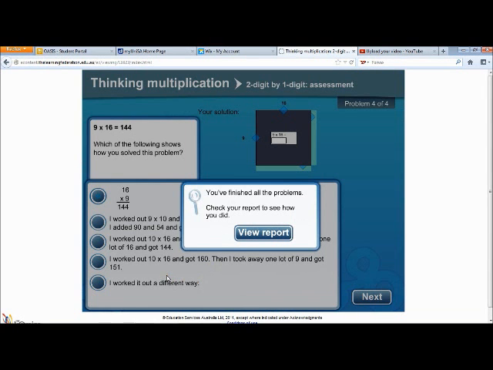What I've done is I've gone ahead and done the 4 equations, and now I'm showing you what happens after you've done the 4. So you'll come up with this screen and it'll say you've finished all the problems. View your report to see how you did.